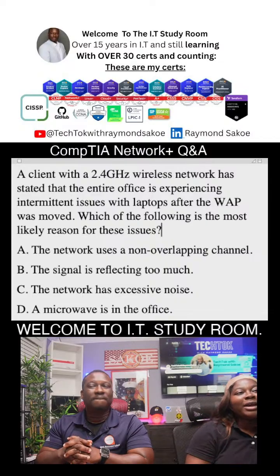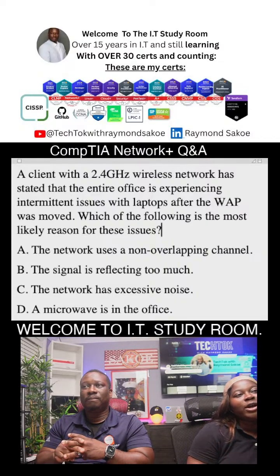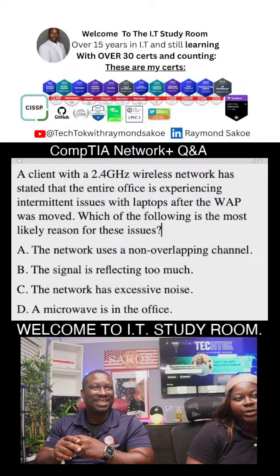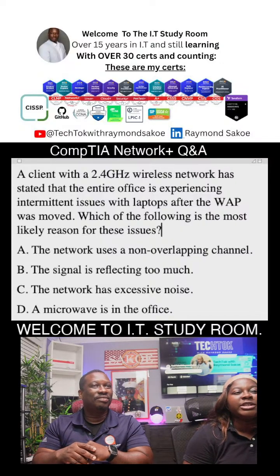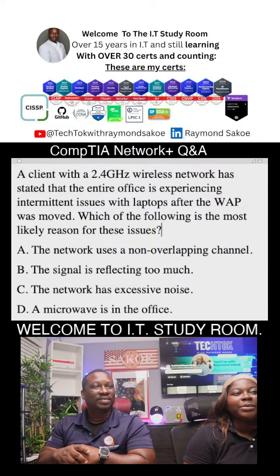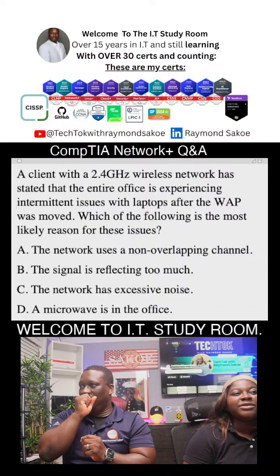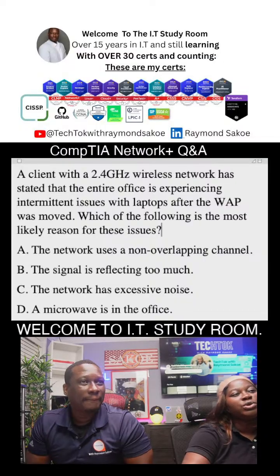A client with a 2.4 gigahertz wireless network has stated that the entire office is experiencing intermittent issues with laptops after the WAP was moved. Which of the following is the most likely reason for these issues?